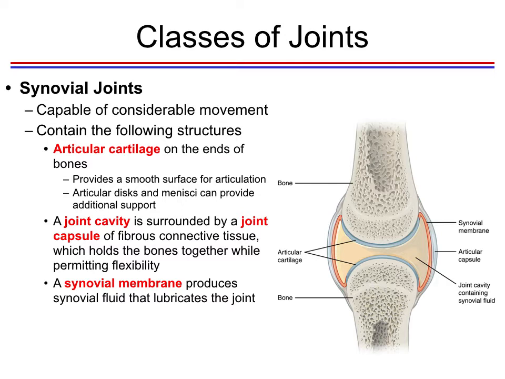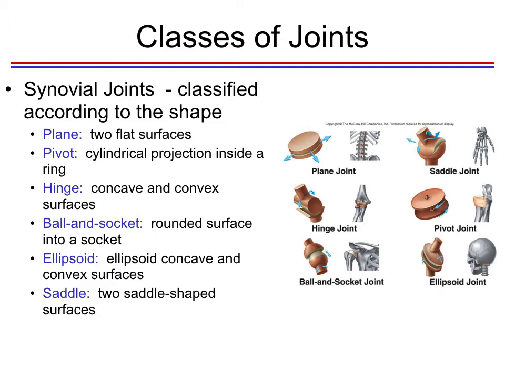But synovial joints can contain additional structures, and they don't all look like this simple diagram. In fact, synovial joints are classified according to the shape of the bones in the joint, and that will determine the type of movement. Plane joints have two flat surfaces. It's a common joint. It allows a movement in two directions. Pivot joints have a circular projection inside of a ring, like in the neck, and they allow rotation.